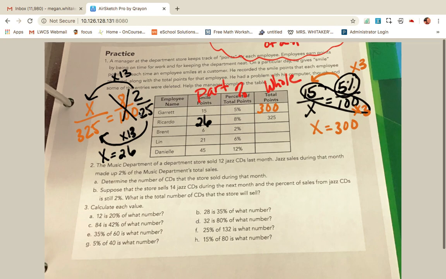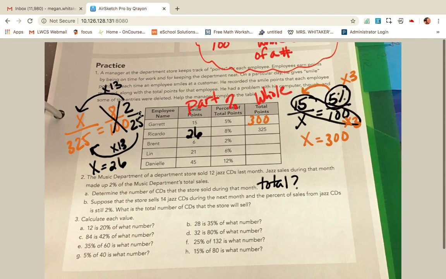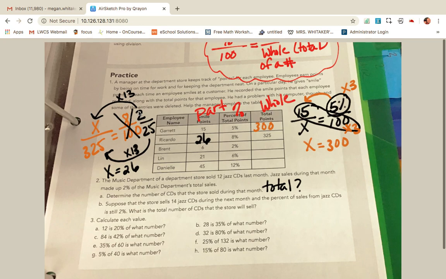So to me, it seems like they're looking for, we know how many was the part. It was 12 jazz. We just are looking for the total. So you're gonna write your percent formula with finding the total. I know the part is 12, I do not know the total, and then what was the percent? 2%. So it would be 2 out of 100. Now you have to find x.